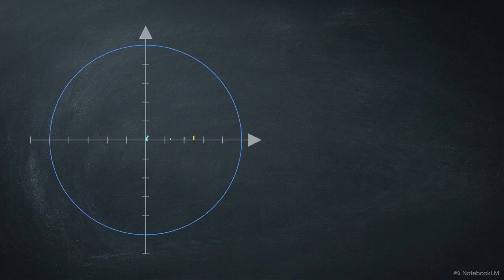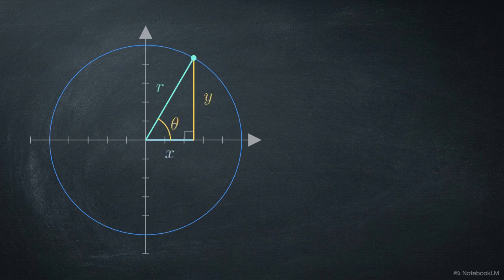This diagram shows the two trigonometric equations that solve this problem. The horizontal position, x, equals the radius multiplied by the cosine of the angle. The vertical position, y, equals the radius multiplied by the sine of the angle. Let's test this on a specific coordinate. We have a radius of 10 units, currently rotated to an angle of 60 degrees.